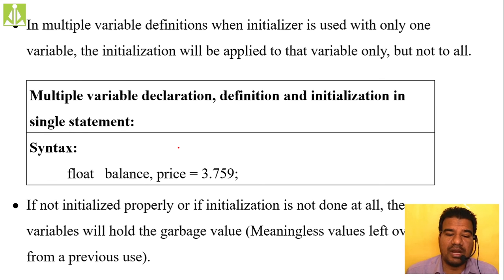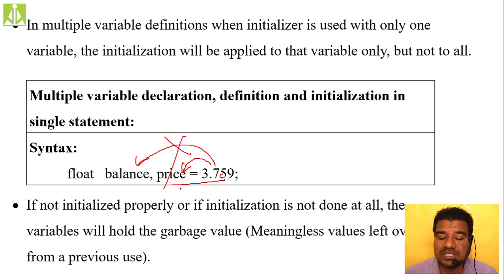Multiple variable initialization you can't do inside a single statement. Assuming float balance comma price equals to 3.759 and expecting this 3.759 to be stored in price as well as in balance, it is illegal. It is not correct. When you do it like this, only price will become 3.759. Still the balance is uninitialized.